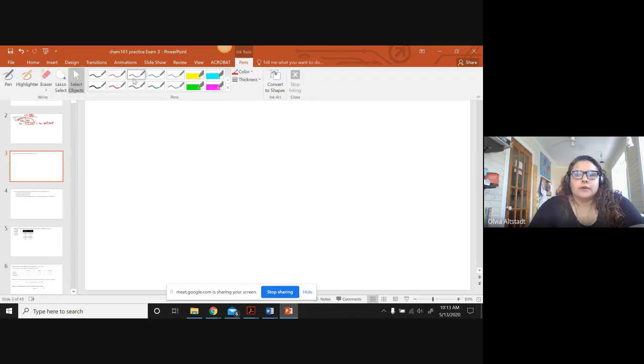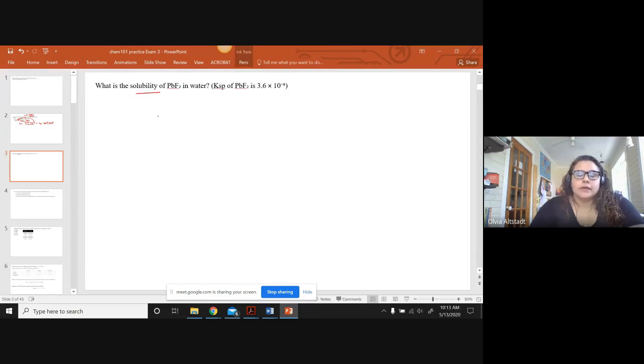Number three is a solubility product. It's a solubility question, okay? And here it's saying, what is the solubility of lead fluoride if the KSP is given? So lead fluoride is going to start, since it's solubility, as a solid. It has a KSP, so it's at equilibrium. And so the idea is that this ionic compound will dissociate into the ions that make it up.